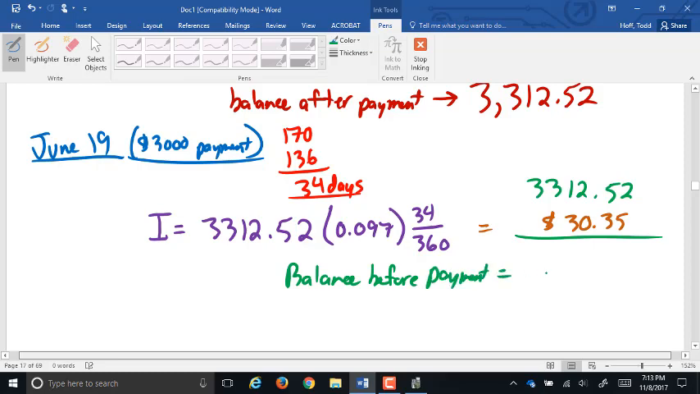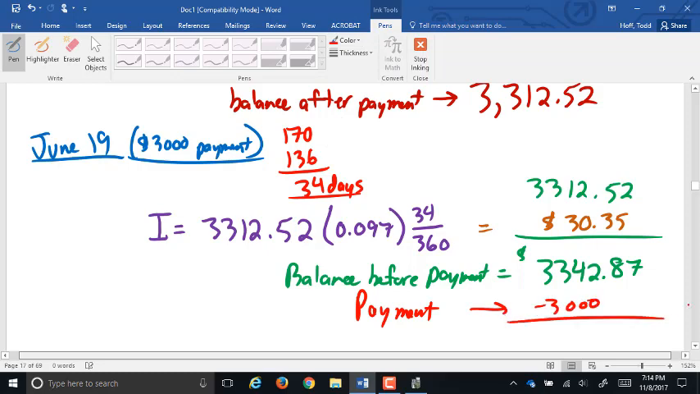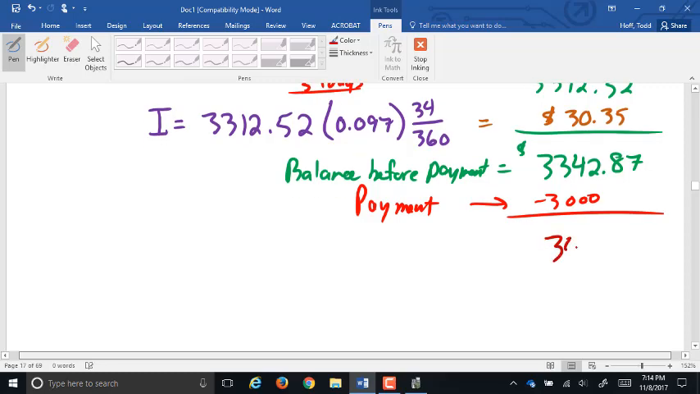So that gives us our balance before the payment of $3,342.87. Then subtract the payment of $3,000, giving us a balance of $342.87.